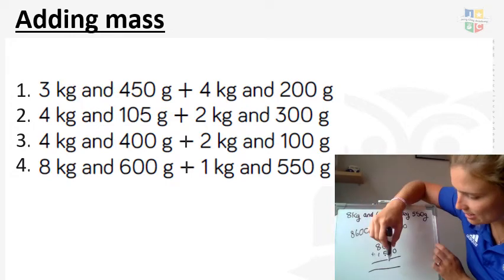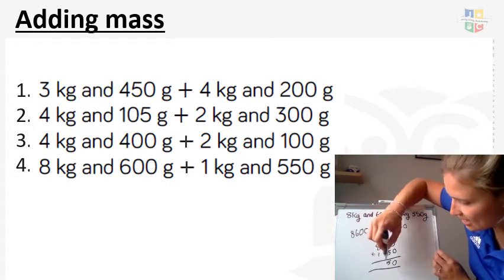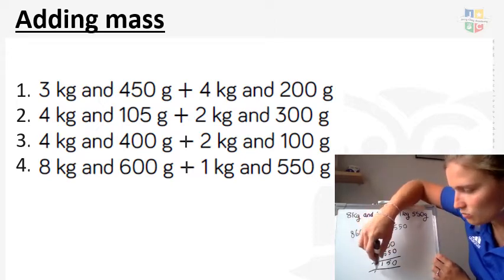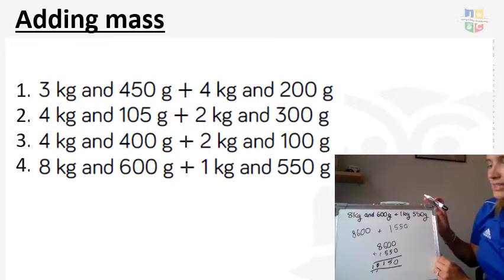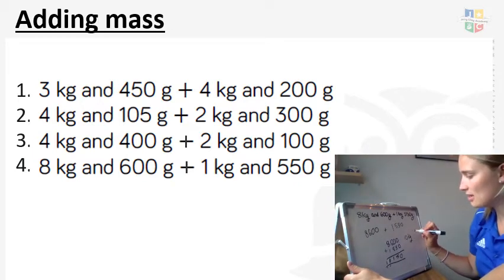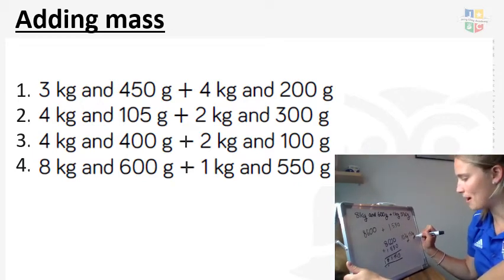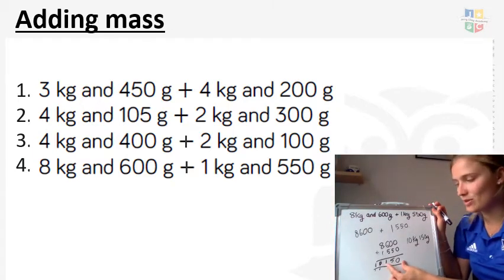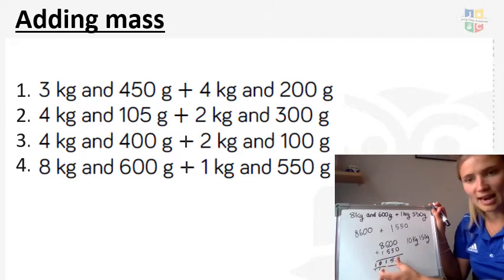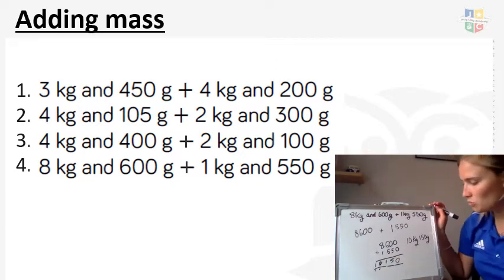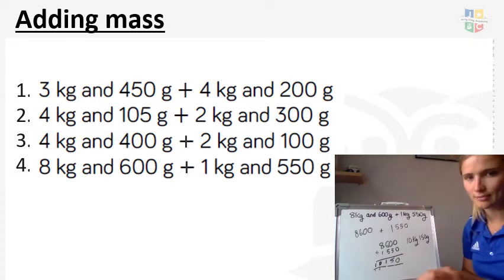I can do 0, 0 is 0, 0 add 5 is 5, 6 add 5 is 11, 8 add 1 is 9, add your 1, which is 10. So I know that I'm going to have 10 kilograms, 1,050 grams, because remember, a three-digit number is going to be grams, so I've got 1, 2, 3, and I've got my leftover for my kilograms. Alternatively, you could have had 10.15 kilograms as well.